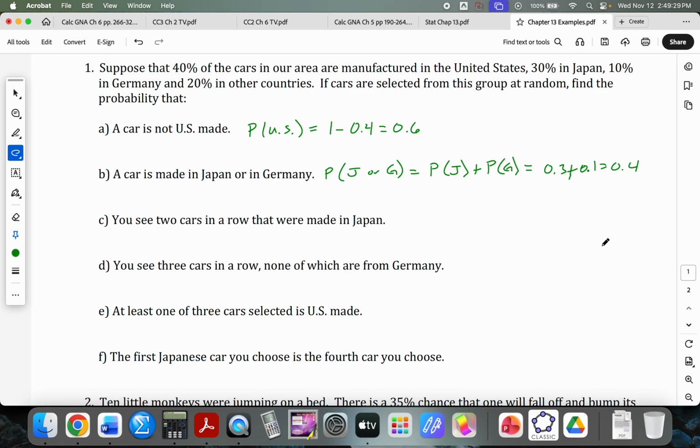So what's the probability that you see a car from Japan and then the next one is also from Japan? So the probability that it's Japan and then Japan again. How do we do that? Multiply the probability that it's made in Japan. So that'd be 0.3 times 0.3 is 0.09. So there's less than a 10% chance that you'll see two in a row.